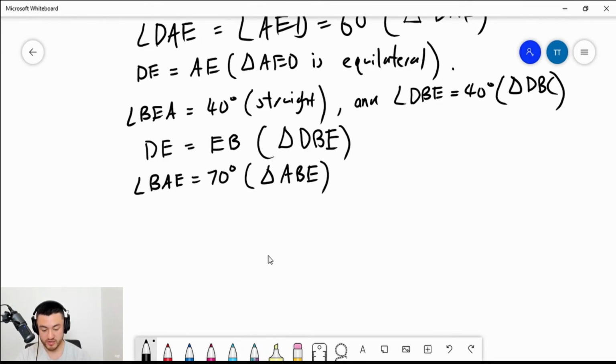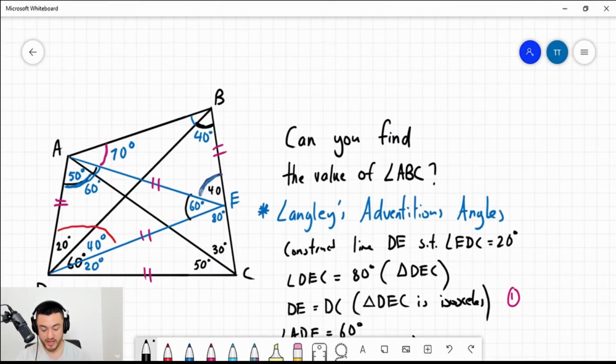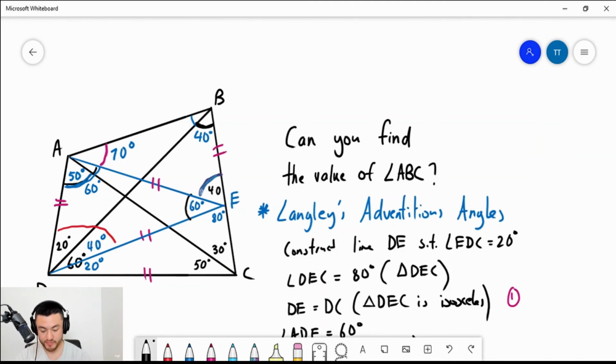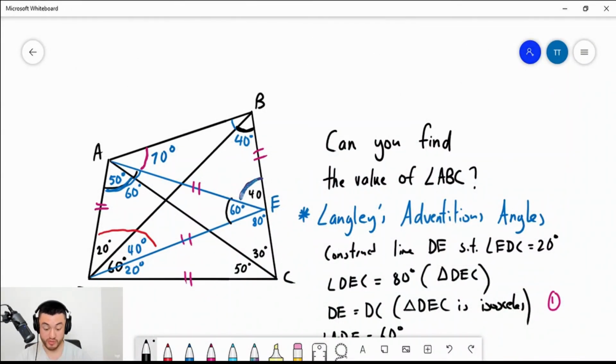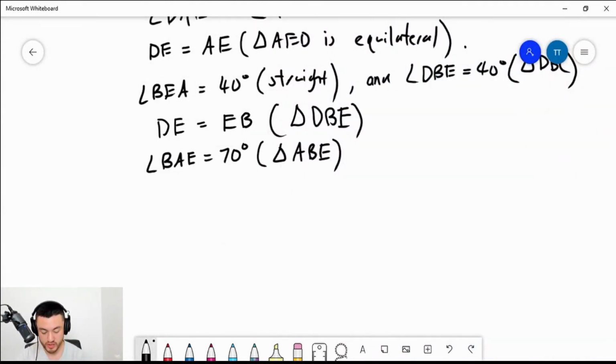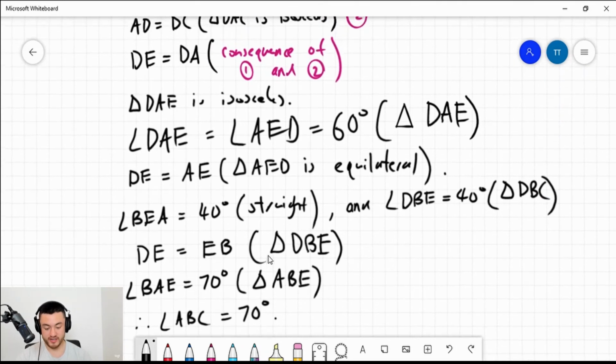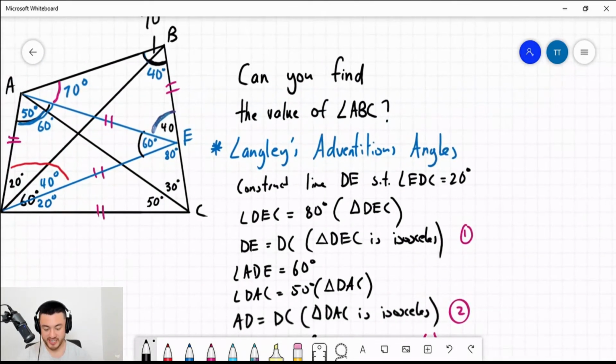And so therefore angle ABC, right? ABC in total must be 40 plus, well, it'll be 30, which is going to be 70 as well. So that gives us angle ABC. Okay, so in conclusion, therefore, angle ABC must also be equal to 70 degrees. And we are done.